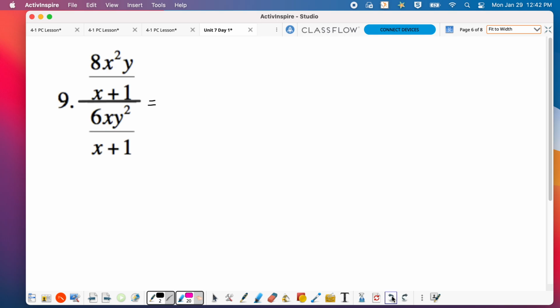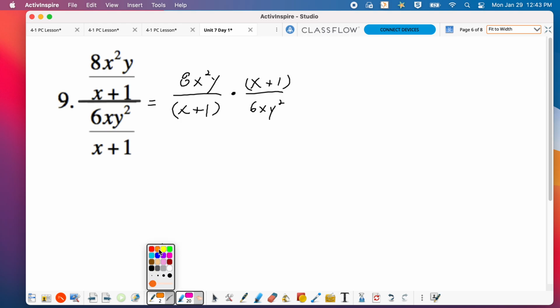Instead of dividing, I'm going to take 8x squared y over x plus 1 and multiply. I kept the top the same, changed the division to multiplication, and flipped to the reciprocal. Instead of dividing fractions, we multiply by the reciprocal, the same idea as keep, change, flip. Now to cancel, I have an x plus 1 on the top and the bottom. They have to be on top and bottom.